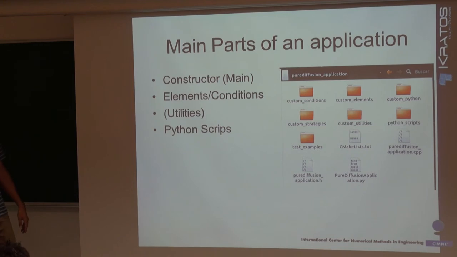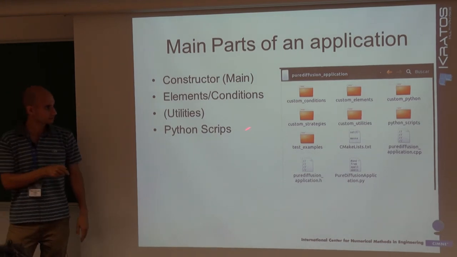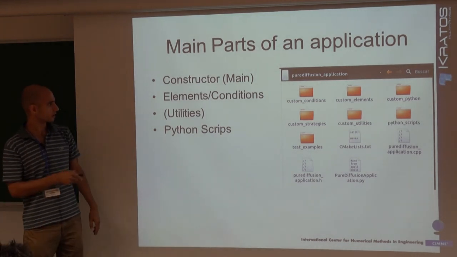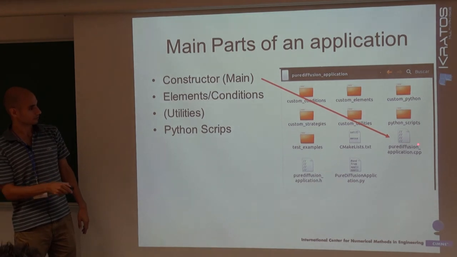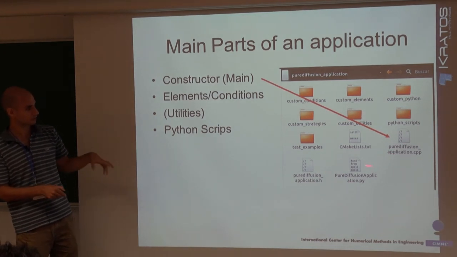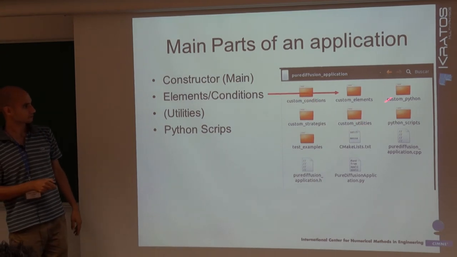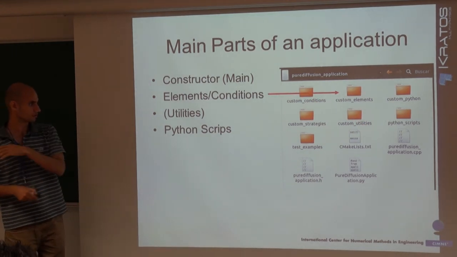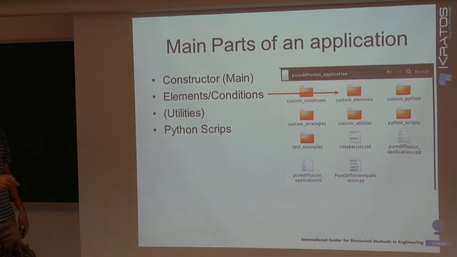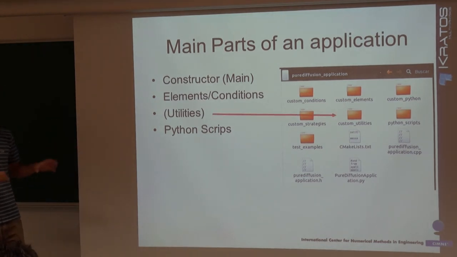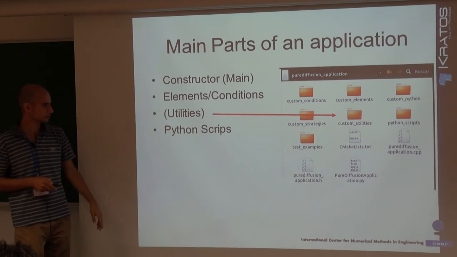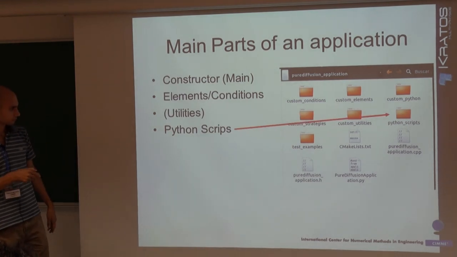So if we take a look at a new application, we'll see all these folders. So we have the constructor, the main files, the pure diffusion application in this case, because it's just the name that I gave it. The elements that are the one that we're going to program. Ricardo will show you later how it's done. Utilities, if we had, but if we don't, it's fine. We don't add anything in this folder. And also the Python scripts.